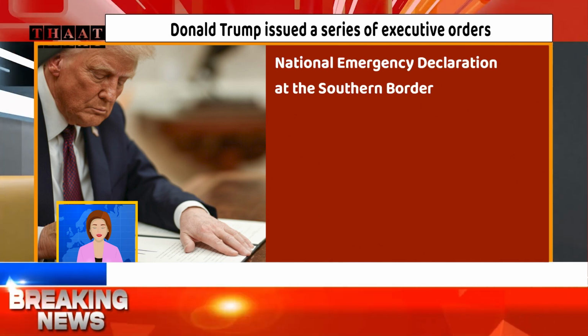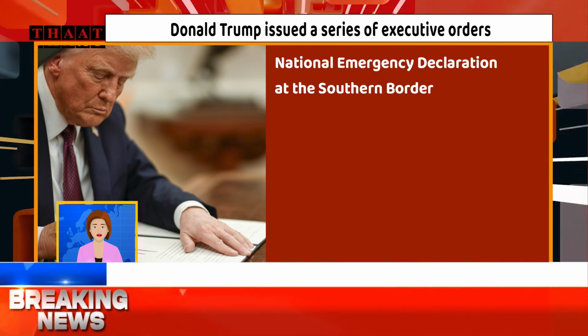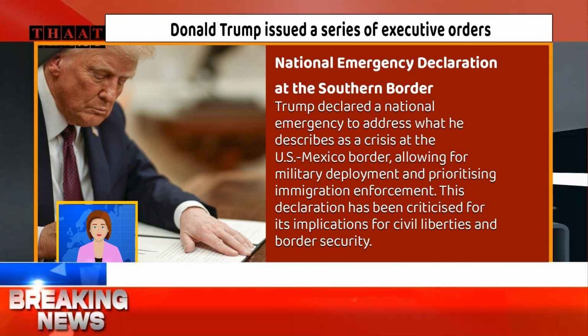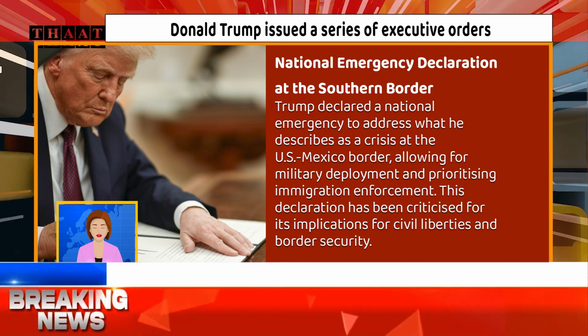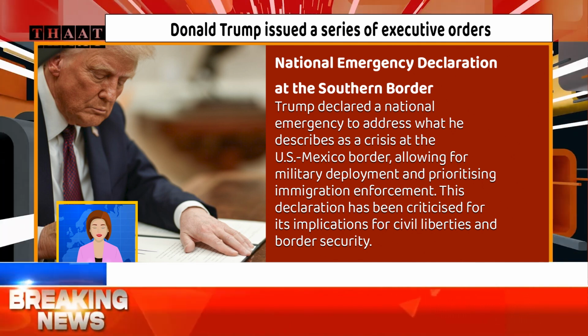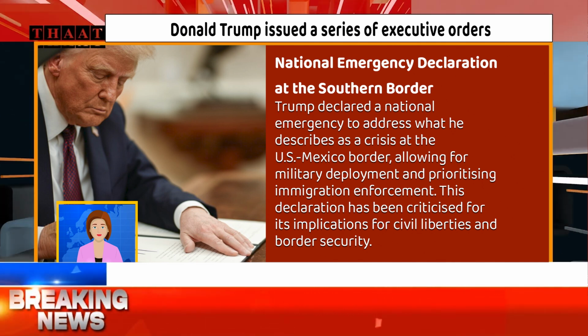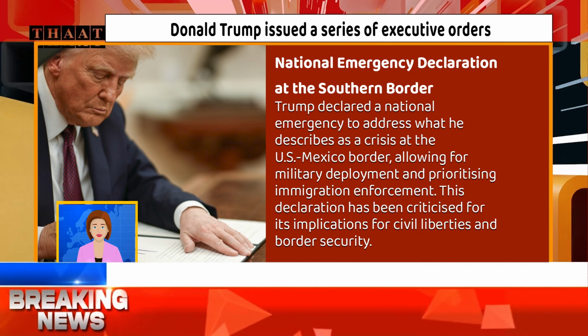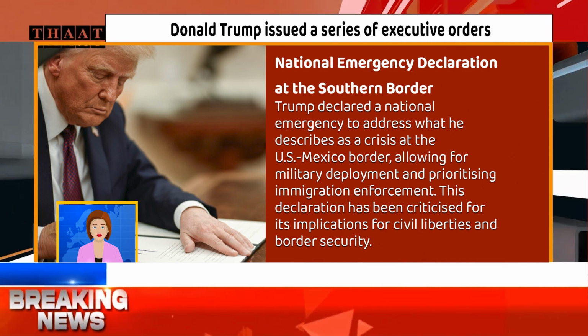3. National emergency declaration at the southern border. Trump declared a national emergency to address what he describes as a crisis at the U.S.-Mexico border, allowing for military deployment and prioritizing immigration enforcement. This declaration has been criticized for its implications for civil liberties and border security.